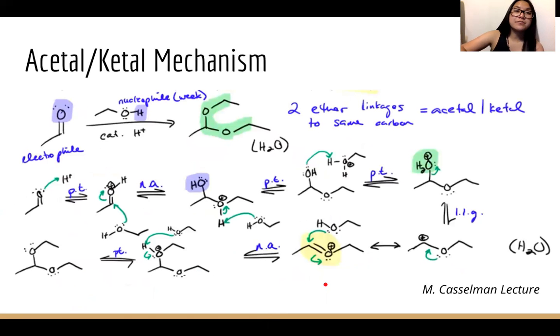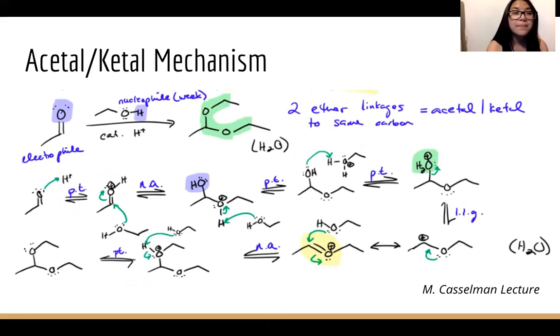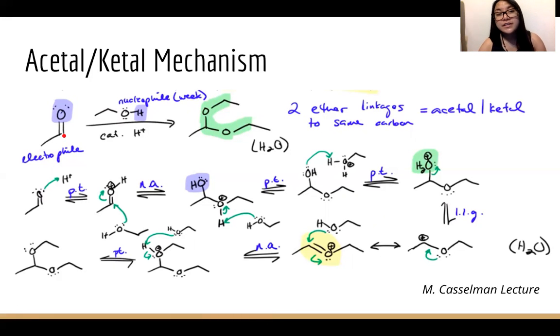So let's go through the mechanism. This is a really long mechanism, and so I took this from Dr. Castleman's slides from the lecture, and so let's go through it. So this is an aldehyde. Remember, we've been saying that aldehydes are more reactive than ketones, so that's why we've been sticking to aldehydes, but just know that you can do the reaction with a ketone, and that's what would result in a ketal. But since we're starting off with an aldehyde, that's why the product is an acetal. But it's the same mechanism.